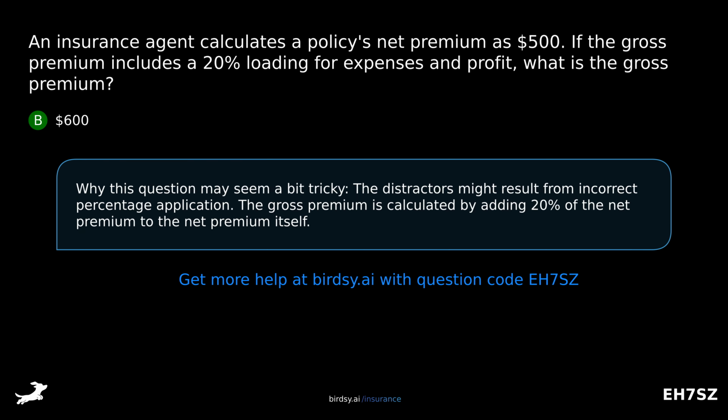Why this question may seem a bit tricky: the distractors might result from incorrect percentage application. The gross premium is calculated by adding 20% of the net premium to the net premium itself.